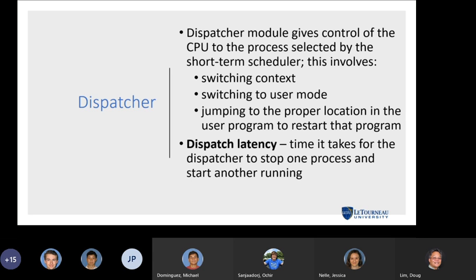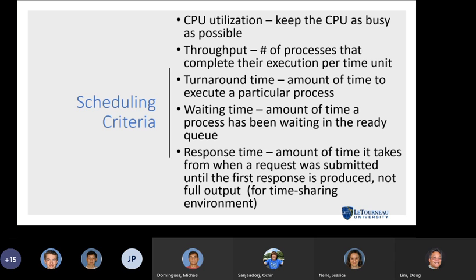How much time does it take to dispatch from one thread to another? That is an important measurement, and when you buy a real-time operating system, that is one of the measurements that they will use heavily in their advertising: what is the context switch time? So, different criteria that you may look at for CPU scheduling.